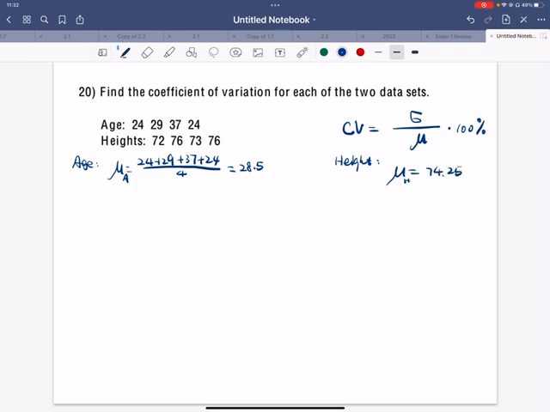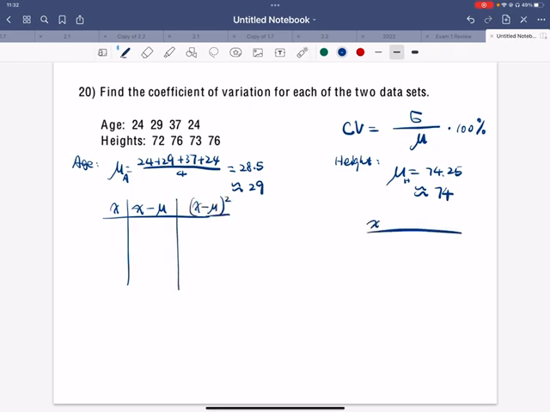Can we round those numbers? I just really want it to be easy calculation for me. Okay, I'm listing my table to calculate the variance and the standard deviation.